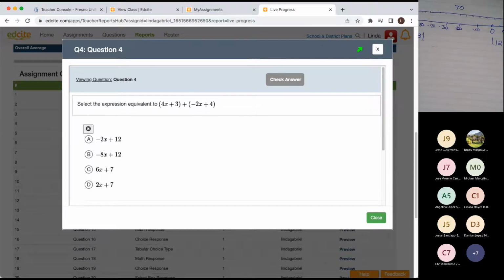So question number 4, it says select the expression equivalent. Remember, expression does not have an equal sign. So we're not going to find an answer to this. We're going to be simplifying the expression, right? So I have the parentheses, and we know with PEMDAS, we have to do our parentheses first. Let's write out what we have.